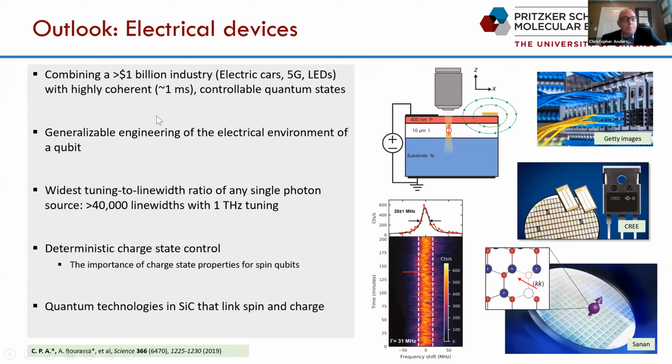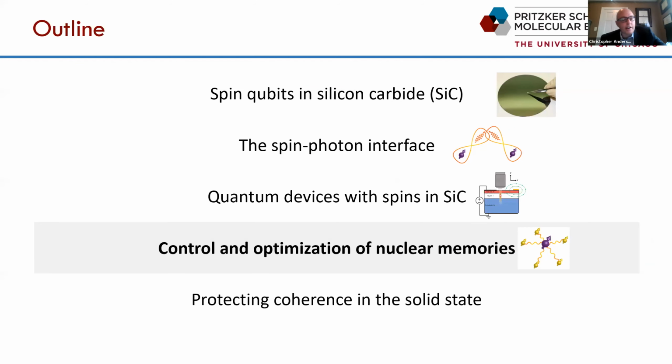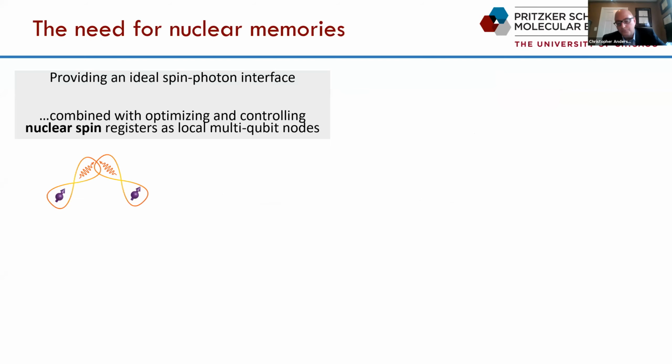So I hope I've convinced you that we've been able to combine this billion-dollar industry with these controllable quantum states, that we have this way to engineer the electrical environment, the electrical noise of our qubit, that we have this very good tunable single photon source, the importance of this charge state control and understanding the photophysics of what's going on in your system, and these opportunities for linking spin and charge in the future. So now I'd like to switch gears and talk a little bit more about creating nuclear spin quantum memories.